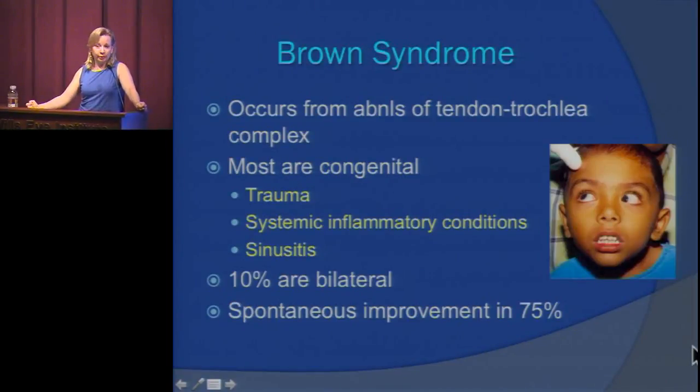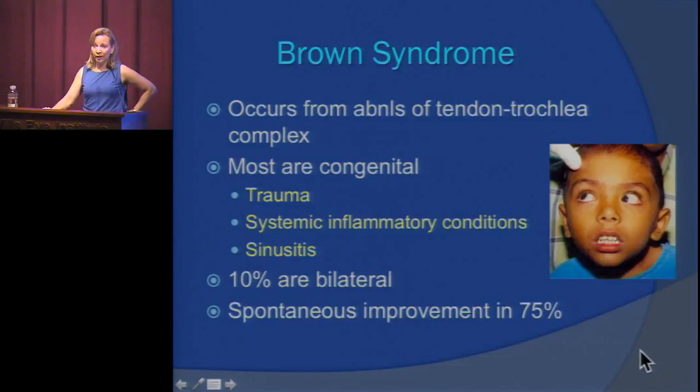Brown syndrome is another board question. Lots of board questions from these vertical deviations. It occurs from an anomalous tendon trochlea complex, so the superior oblique cannot slide through that trochlear complex well. Most are congenital. They can be secondary also to trauma, systemic inflammatory conditions, and sinusitis. 10% can be bilateral. You'll see spontaneous improvement in Brown syndrome in about 75% of the cases. So watch for that as well.